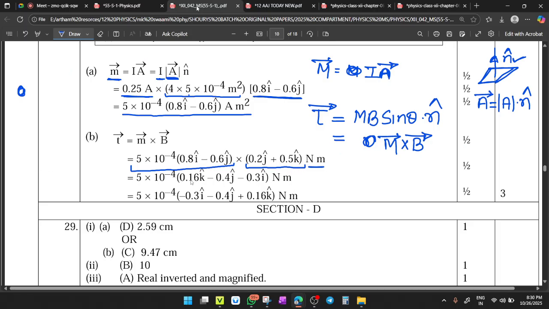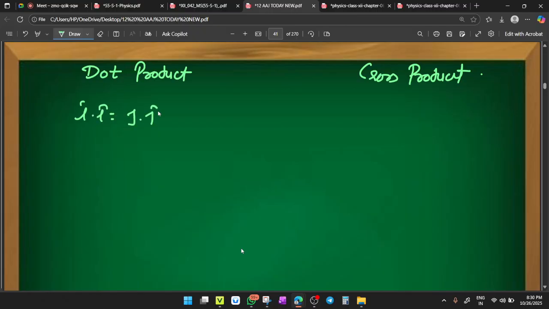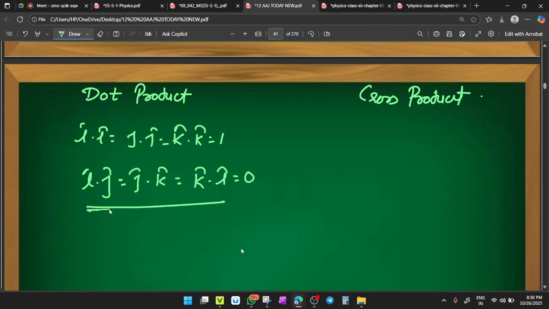Okay, see here we have the vector rules. First, during cross product, remember i cap cross i cap equals 0. So we are discussing both dot product and cross product here. What is dot product? Dot product: i cap dot i cap equals j cap dot j cap equals k cap dot k cap equals 1. And different vectors, i cap dot j cap equals j cap dot k cap equals k cap dot i cap, become 0. The perpendicular vectors give dot product 0.